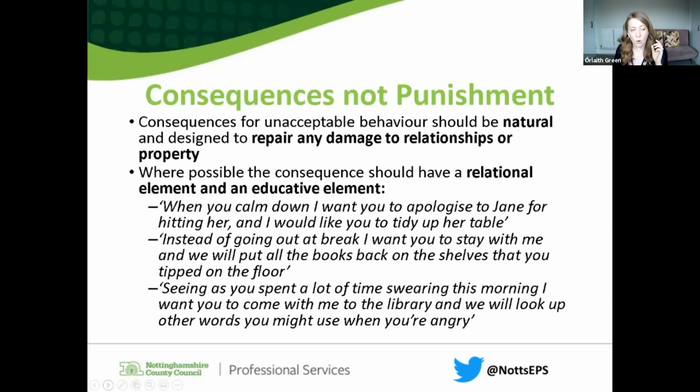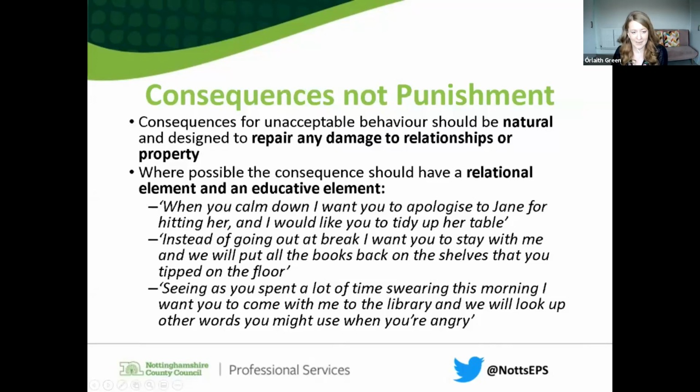And I guess what's really useful from the restorative approaches training, and I just wanted to pick this bit out and share with you, is a sort of a formula for generating natural consequences. So changing the language from punishment to consequences and making sure that we're designing consequences that are natural and are specifically designed to repair any damage to relationships or property. So a key formula, which I find really useful in my work with schools, is that there should be a relational element and there should be an educative element. So there should be the relationship, but also the child needs an opportunity to learn something.